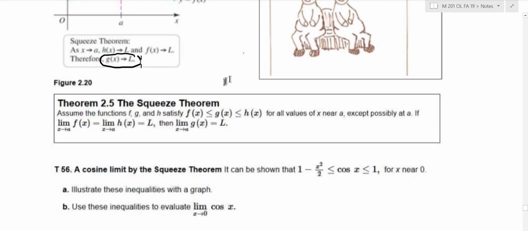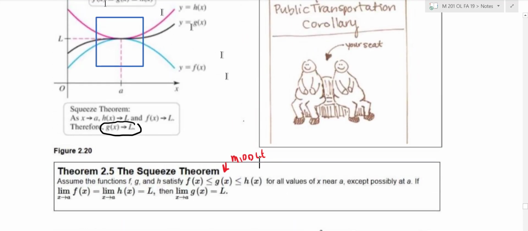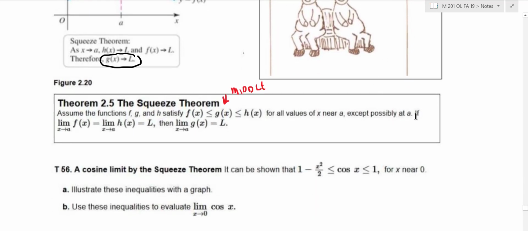All right. So let's see, here's what the theorem says. Assume that you have three functions, f, g, and h, that satisfy this inequality. Again, g is the one in the middle, the one that's sandwiched between the other two. This inequality holds for all values of x near a, not throughout the function, like I was showing here. Maybe if you zoom in, there's just a little region where that holds. And then if the limit of f of x is L, and the limit of h of x is L, then you conclude that the limit of g of x also approaches L.